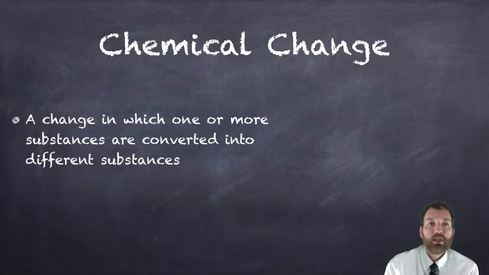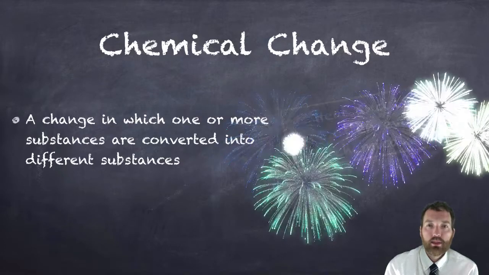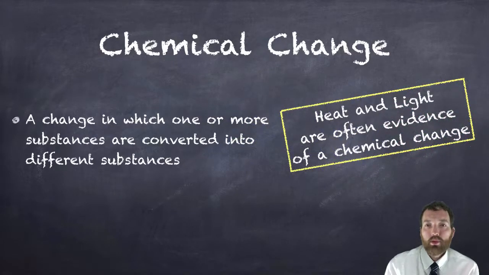So a chemical change is a change in which one or more substances are converted into different substances. We're going to talk more about chemical changes in the future here, but one of the key pieces of evidence that a chemical change has happened is that light and heat are often produced in a chemical change.